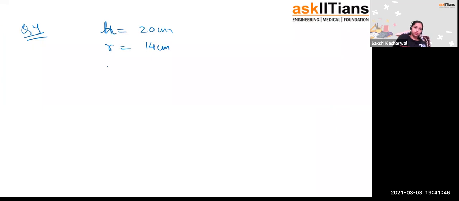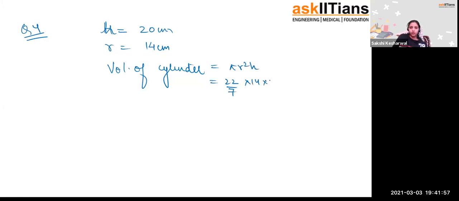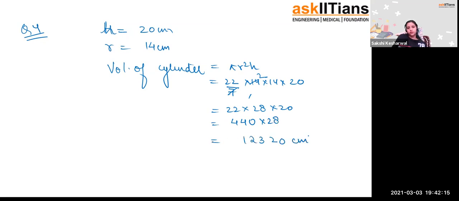Volume of cylinder is equal to what, beta? Pi r square h, right? So it's 22 by 7 into r, which is 14 into 14 into 20, right? So you just cancel: this is 1 and this is 2. So this is 22 into 28 into 20, so you multiply: 440 into 28. So you get the answer equal to 12320 centimeter cube.